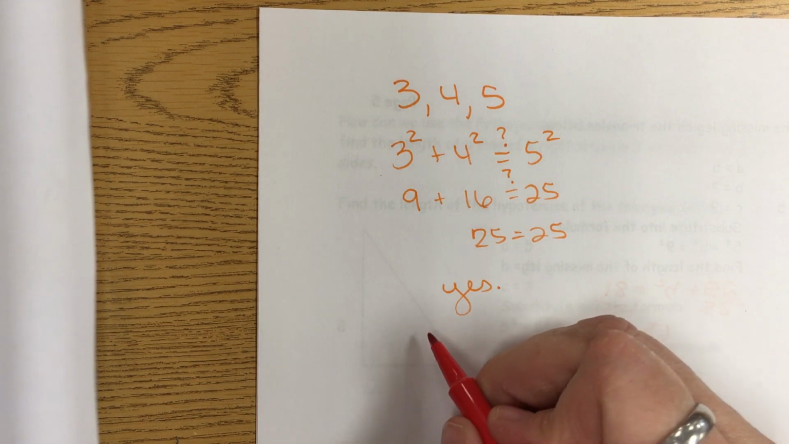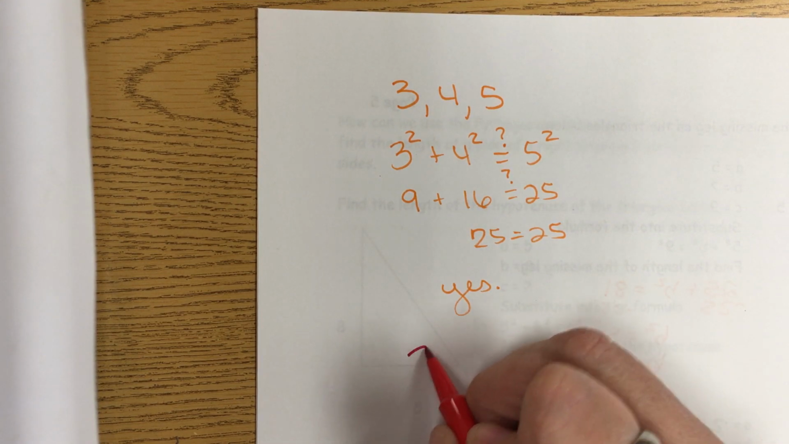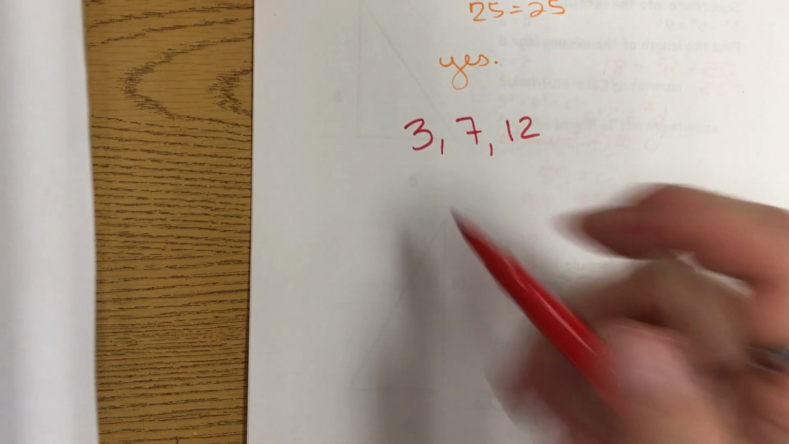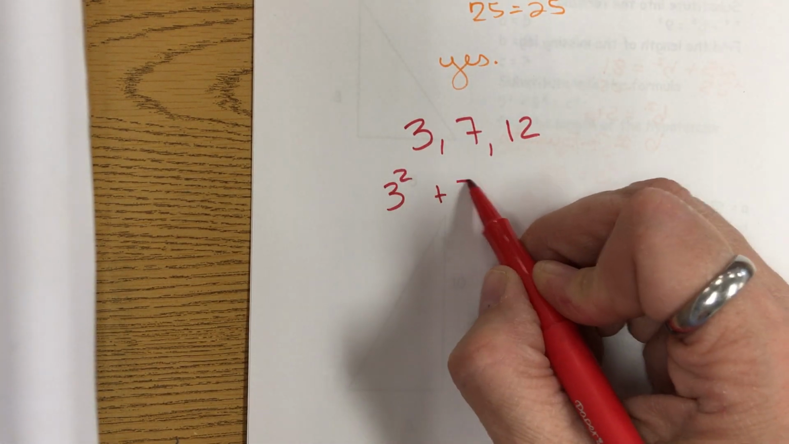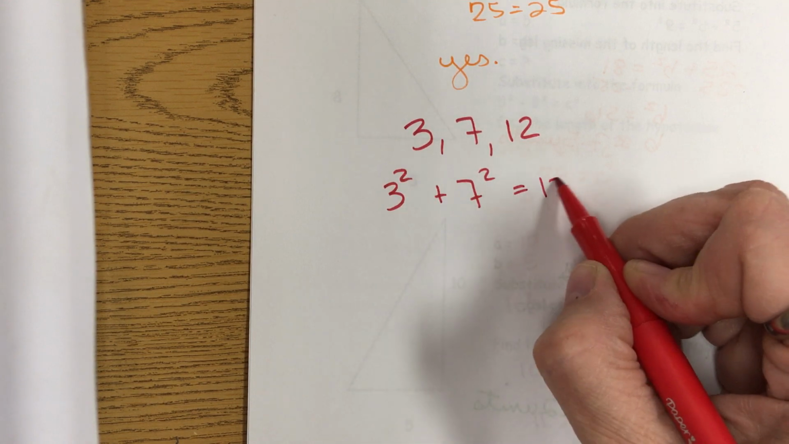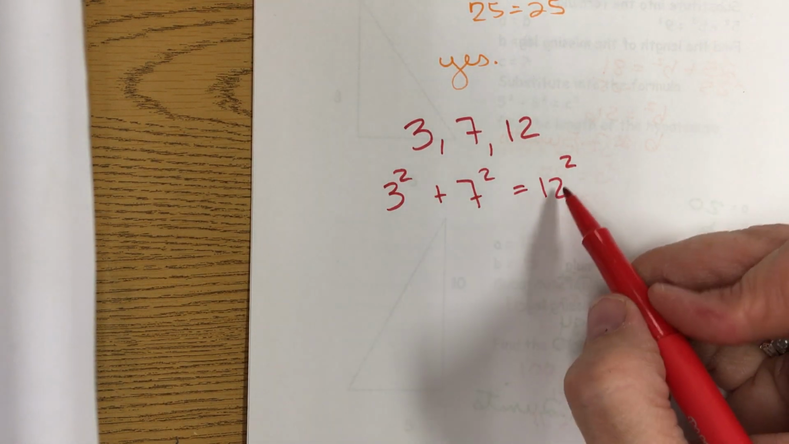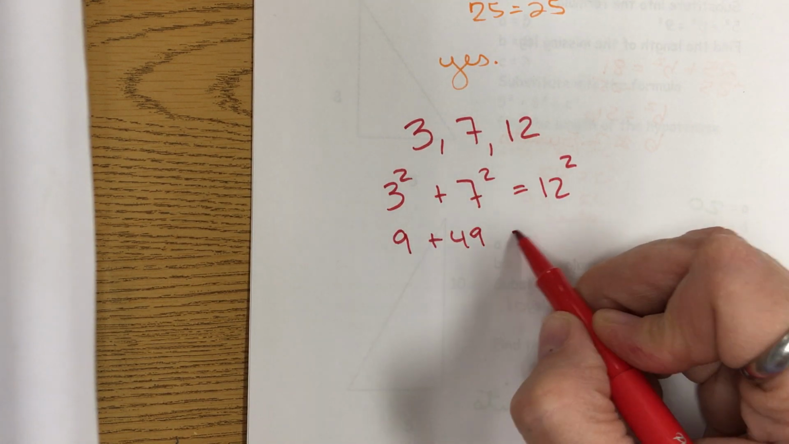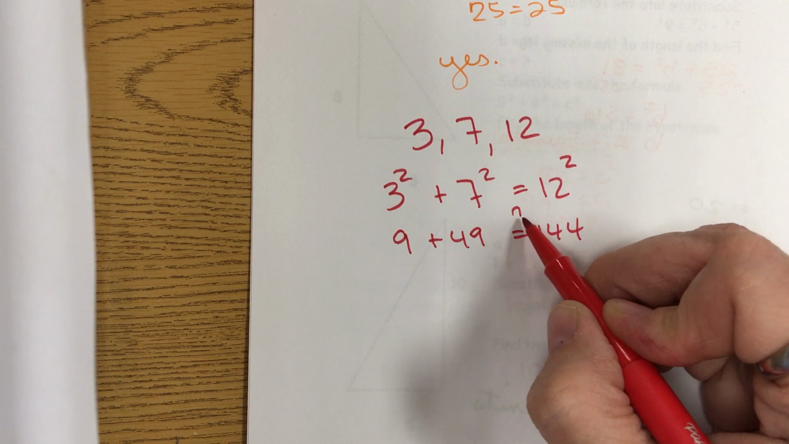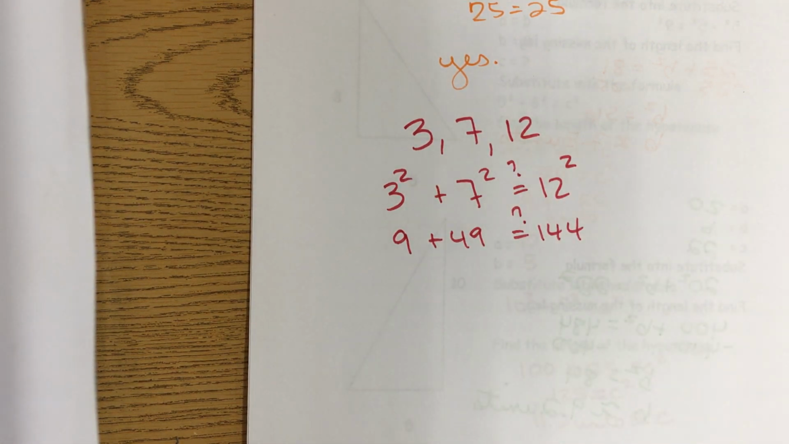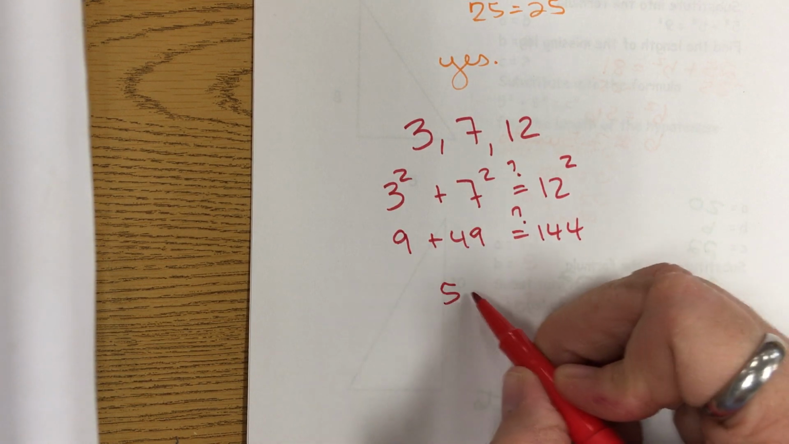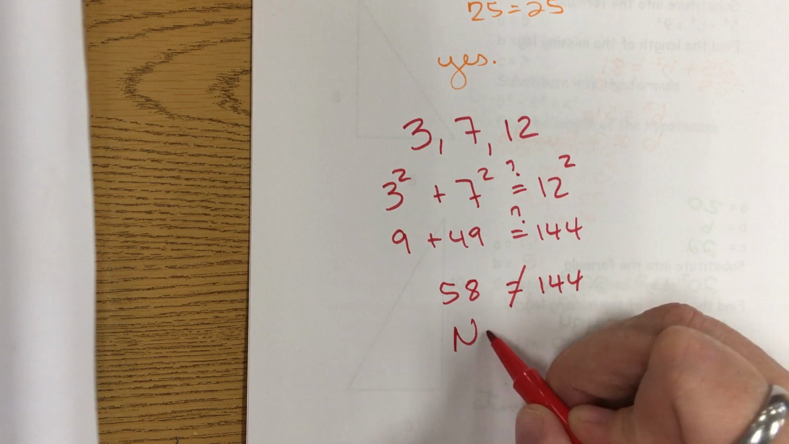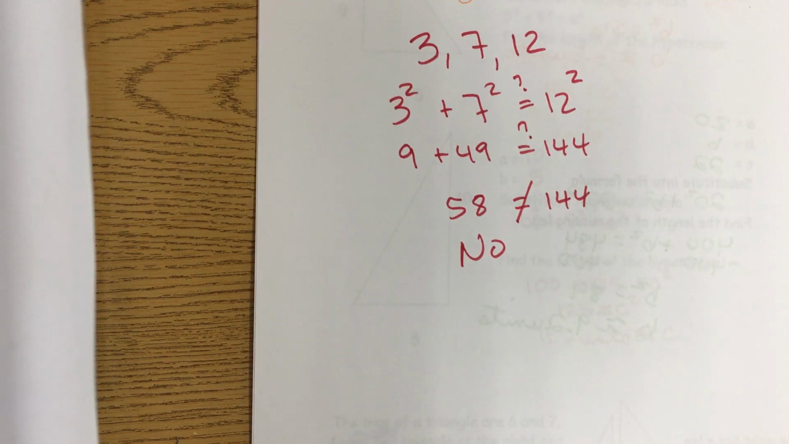Give you another number. Let's say 3, 7, and 12. 3 squared plus 7 squared equals 12 squared. Remember, the biggest number is the C value. 9 plus 49 equals 144. Sorry, I forgot to put my question marks. So 9 plus 49 is going to get me 58. Does that equal 144? It sure does not. So no, that is not a right triangle.